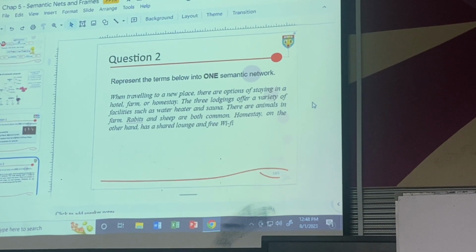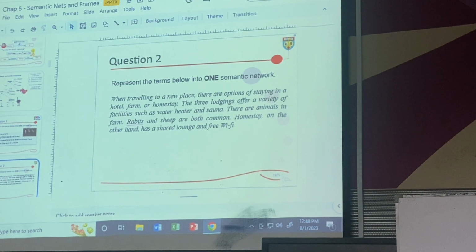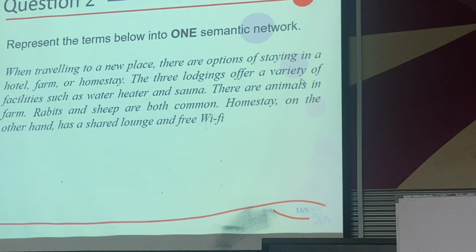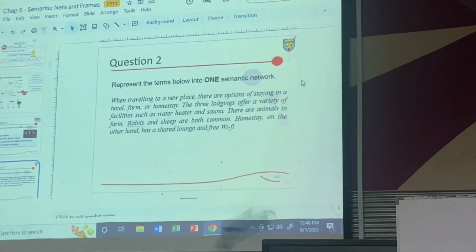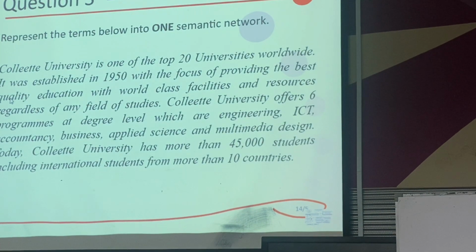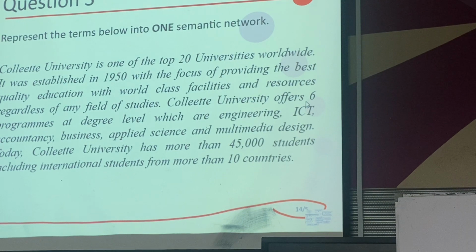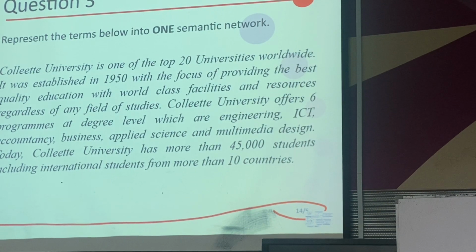Okay. All right. So it's not difficult for semantic networks. So it's quite simple. As long as you identify the concepts, the ideas, then you can join the concepts together. Okay, so we have more questions here. Again, you have a university that is one of the top 20 universities, established in 1950. So this one I let you try at home. You try to identify the concepts as well as the relationships.